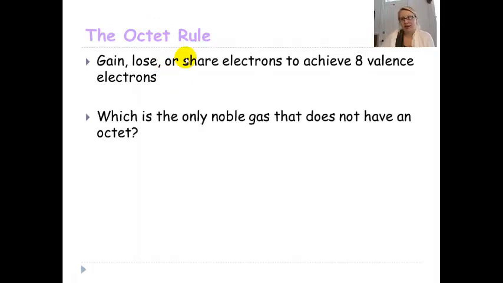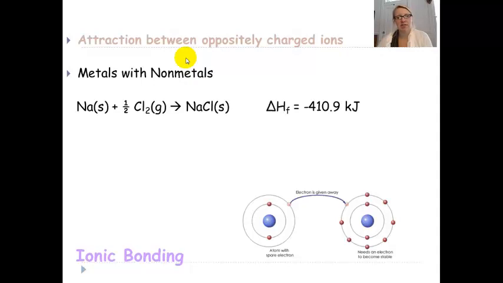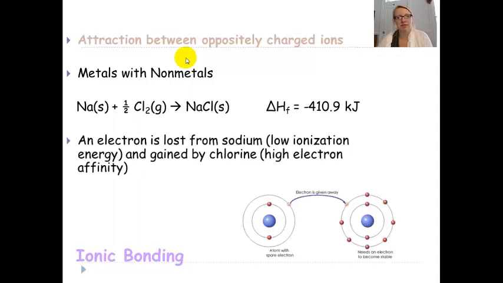So which is the only noble gas that does not have an octet? Remember, that's helium, and helium only has 2 because 2 electrons will fill the first energy level. So ionic bonding is an attraction between oppositely charged ions. It's an electrostatic attraction. And ionic bonding occurs with metals and nonmetals, so a metal bonded to a nonmetal. And remember that in ionic bonding, metals lose electrons to form ions, positive ions called cations, and nonmetals gain electrons to form negative ions called anions.